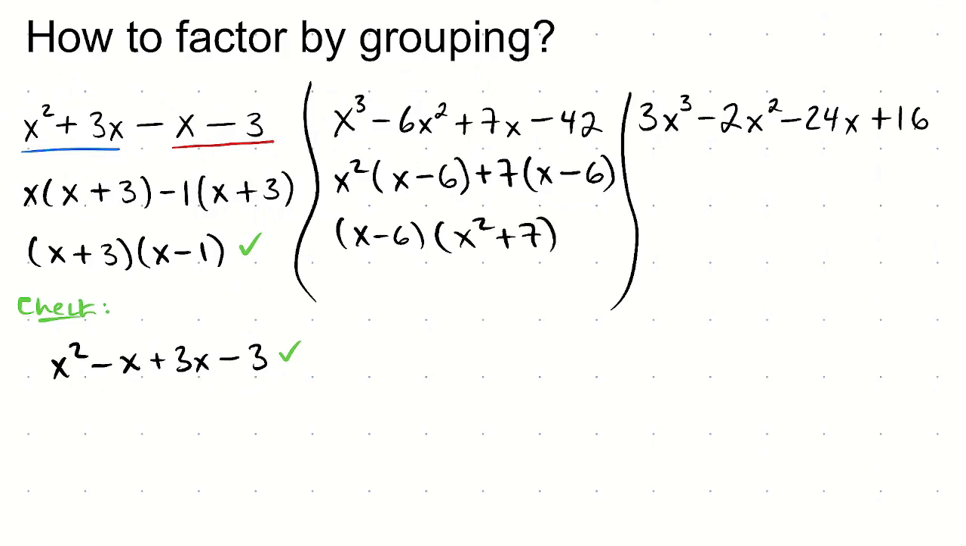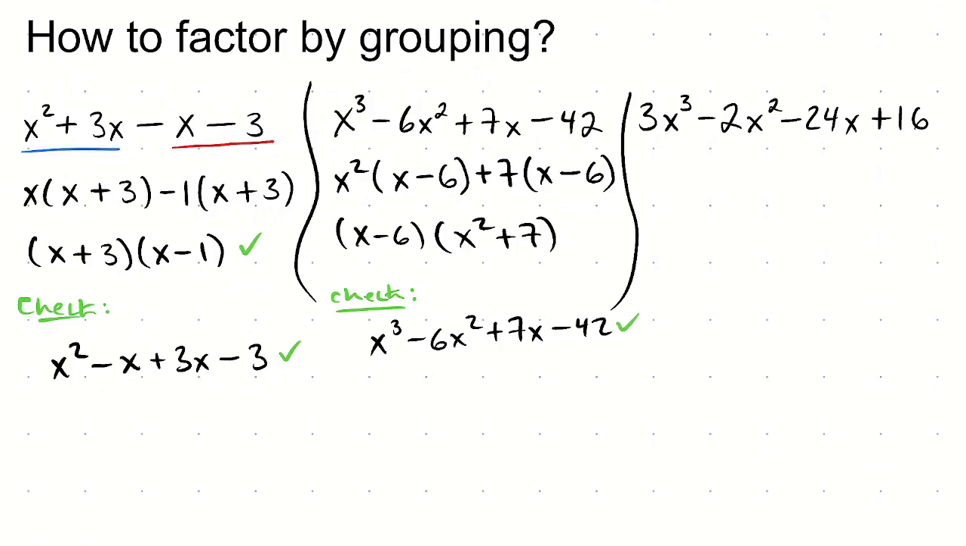You could also check yourself, to make sure that you ended up with what you started with. So now let's do that. So we got x times x squared. I'm foiling here. That's x cubed. -6 times x squared. That's -6x squared. Then we have x times positive 7. That's positive 7x. And then -6 times positive 7. That's -42. So that checks out.